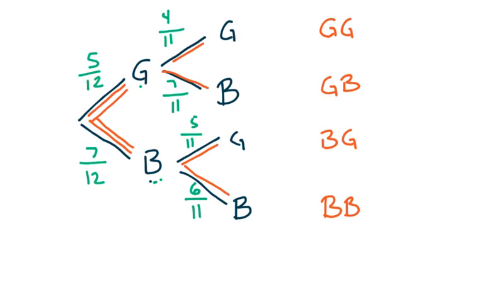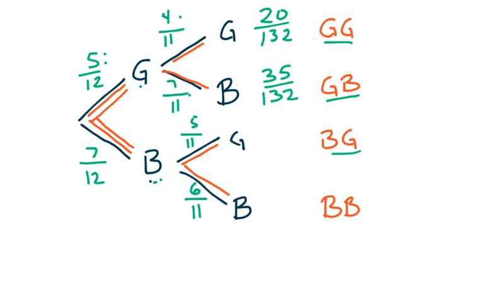We talked about successive events, and if I want to find the probability of getting green green, then I need to multiply the probabilities that are on that path. 5/12 times 4/11 will be 20 out of 132. That's exactly what we found earlier, and it better be. If I want to end up here at green-blue, I need to multiply these probabilities together, and I get 35 out of 132.